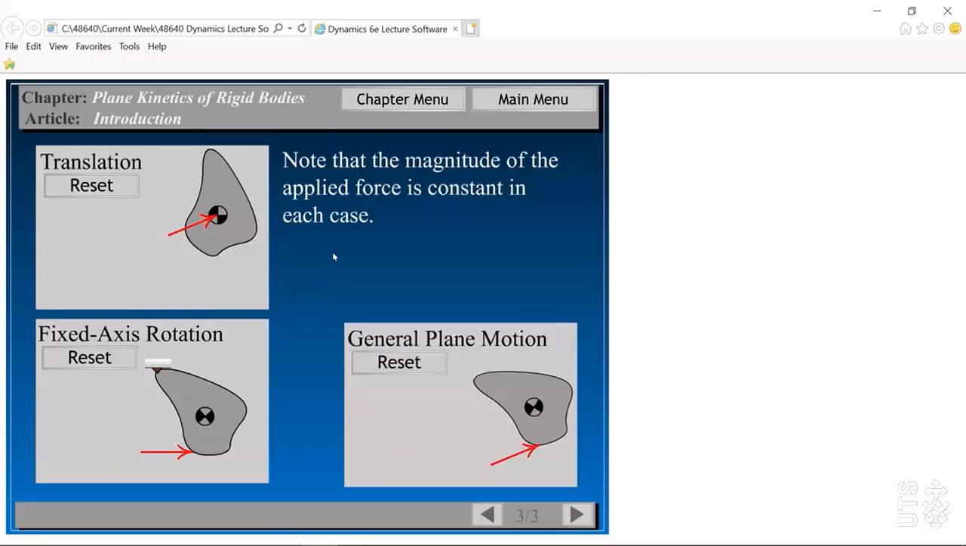Okay, so we will use equations of motion for rigid bodies to solve problems of translation, of fixed axis rotation, and problems of general plane motion. And in this week, we only deal with translation problems.